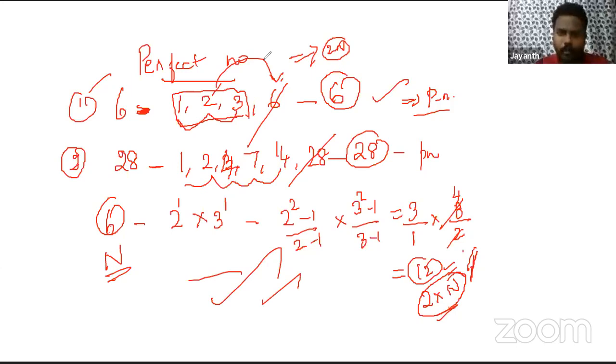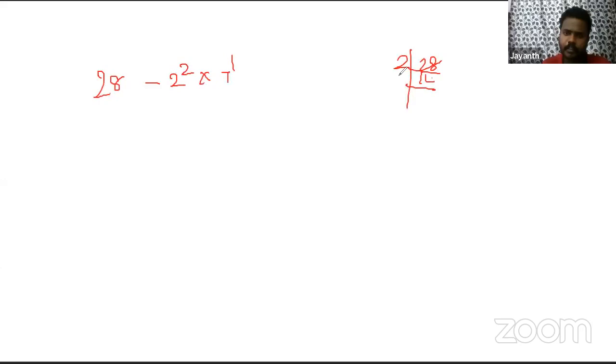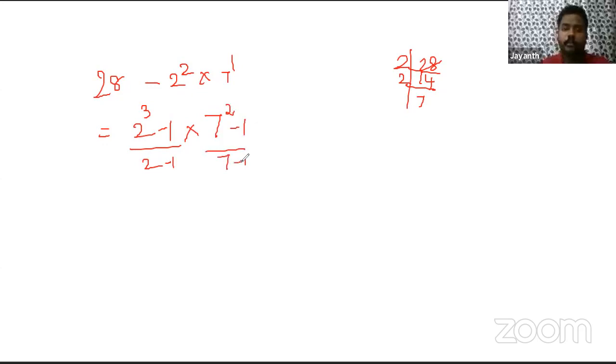I'll explain for 28 also. Listen here. 28, if you prime factorize, is 2 square into 7 power 1. If you're not familiar, write it like this: 2 power 2 into 7 power 1. Now use the formula: (2 power 2 plus 1 is 2 cube, minus 1) by (2 minus 1), times (7 square minus 1) divided by (7 minus 1). I can directly write it, but you need some familiarity, so that's why I'm writing like this.